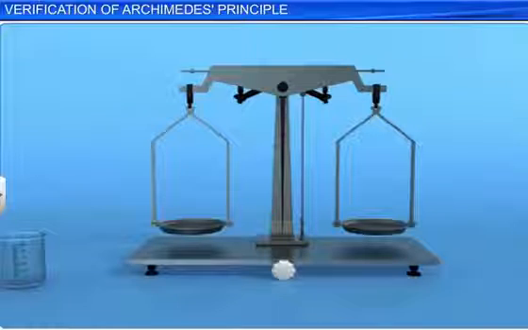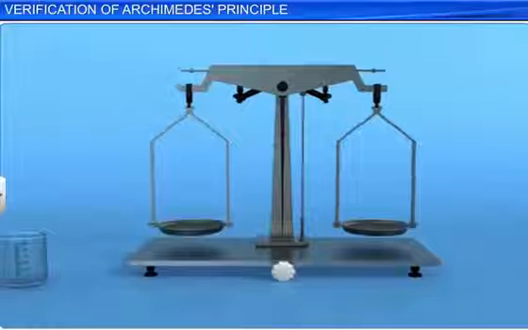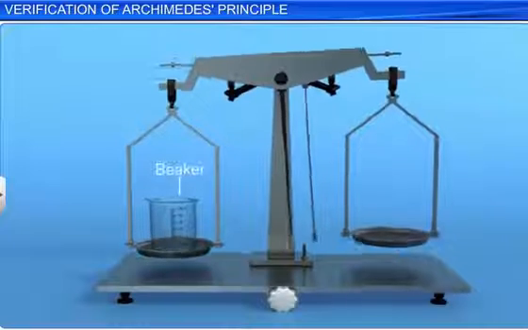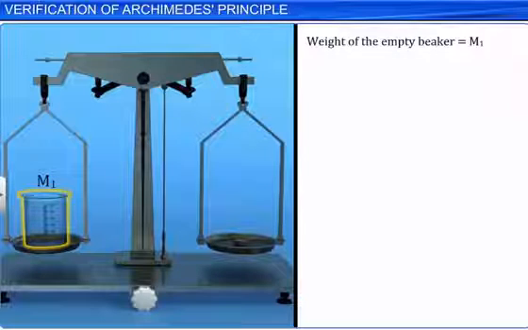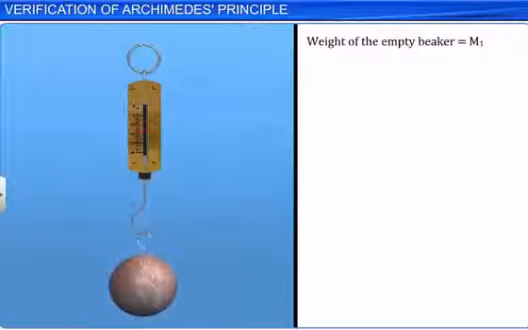Let's conduct another experiment. Take an empty dry beaker and weigh it using a balance. Let the weight of the dry beaker be M1. Suspend a metallic sphere from a spring balance and find its weight. Let it be W1.